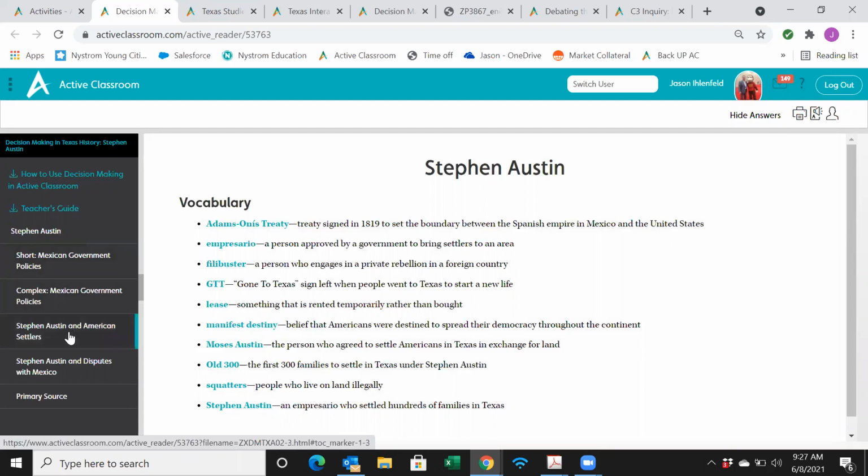Then there's another problem here, Stephen F. Austin and American Settlers, and another problem with Stephen F. Austin disputes with Mexico and a primary source activity. So these are wonderful activities. And if you introduce a unit with these where the students don't have any context of what happened afterwards, that can be really powerful because then they can make the decisions as if they were that person and then reflect. The teacher's guide has the actual outcomes that you can pass out or just discuss with your students in the class.